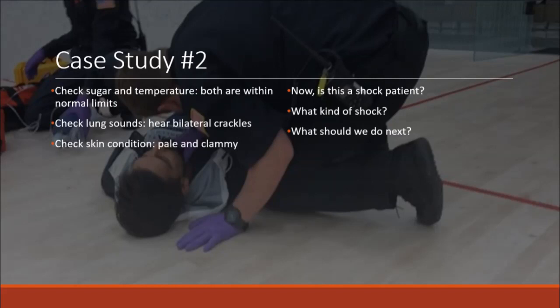What we should do next is probably get RFD out here as soon as we can. Make sure, now that we've identified shock, that we can get this guy ALS care as soon as possible. Follow our traditional shock treatments, and maybe relook at this patient to be picked up by the ambulance a little sooner.